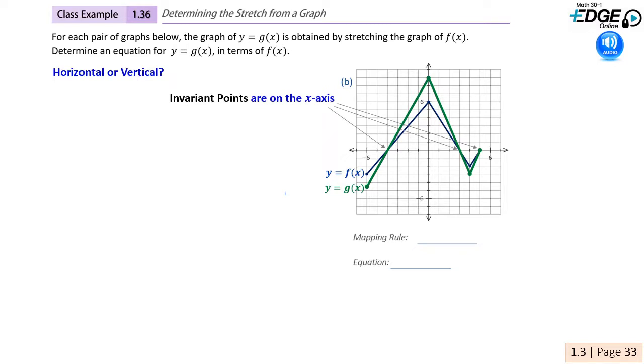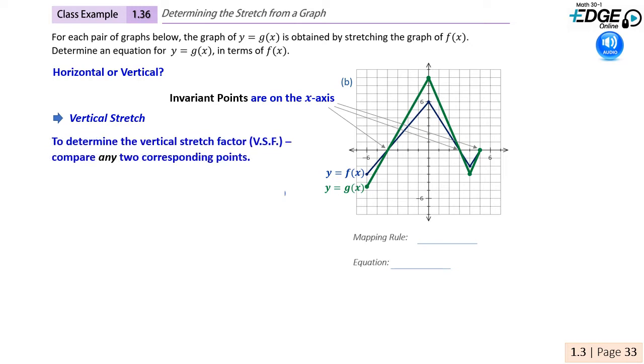We note right away that this transformation has 3 invariant points, and all of them are located on the x-axis. This means the graph has been stretched vertically. Now we need to find any 2 corresponding points to determine the vertical stretch factor. Well, let's use the y-intercepts, which are clearly marked on this one.